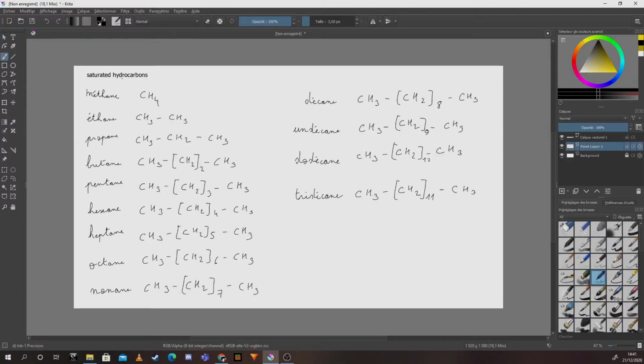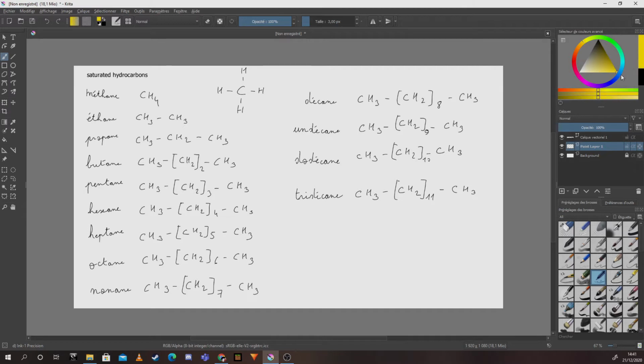Today I'll be covering saturated hydrocarbons. To begin with, I'll draw an atom of carbon, and I'll draw its covalent bonds. As you can see, one atom of carbon has four covalent bonds, which can be linked to four atoms of hydrogen. As long as this atom doesn't have any specificities, it can only get four atoms linked to it.